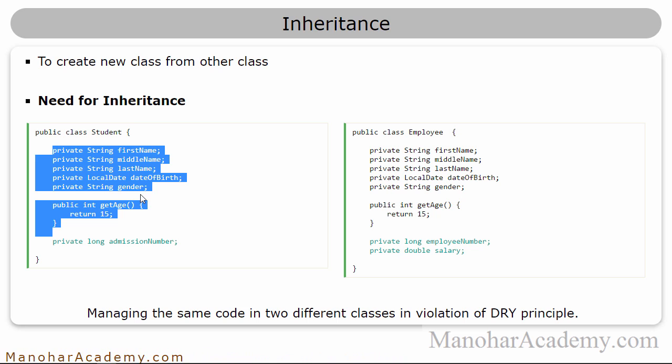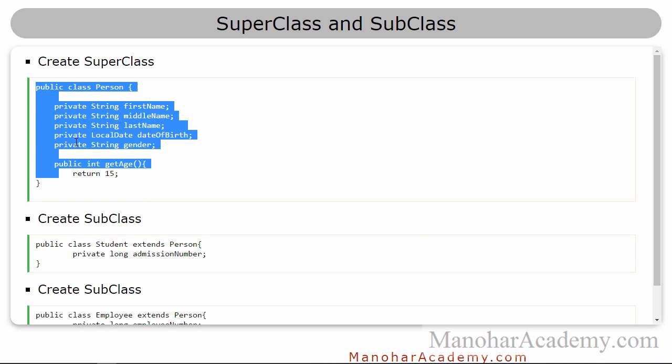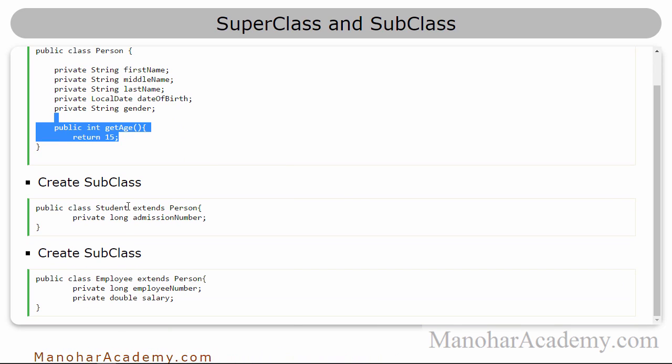So as we said, let's create a new class called person, then let's create student and employee saying they are persons. So if we see here, I am creating a class called person. This person has first name, middle name, last name, date of birth, gender, and the method that we have seen previously. So now I can create the student class, that is the new class from the existing class.